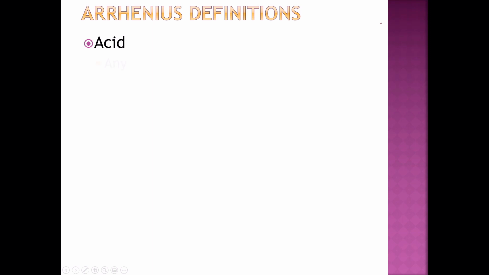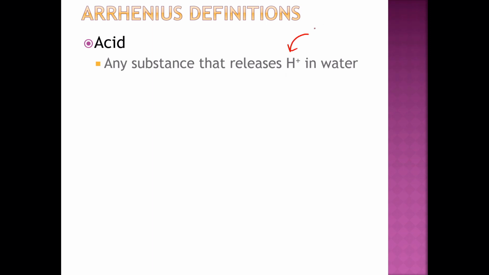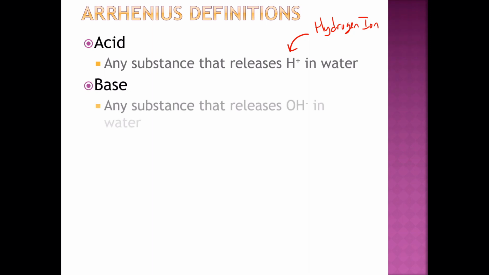All right, so the Arrhenius definitions of acids and bases are as follows. An acid is considered to be any substance that will create hydrogen ions. So this is a hydrogen ion. Our Arrhenius acids will create hydrogen ions when they are dissolved in water. So if you put something in water and it releases hydrogen ions, it's considered an Arrhenius acid. By contrast, an Arrhenius base is any substance that releases a hydroxide ion.